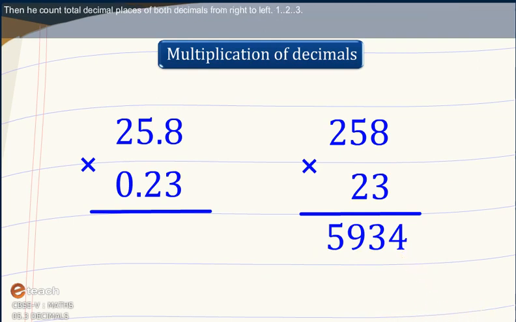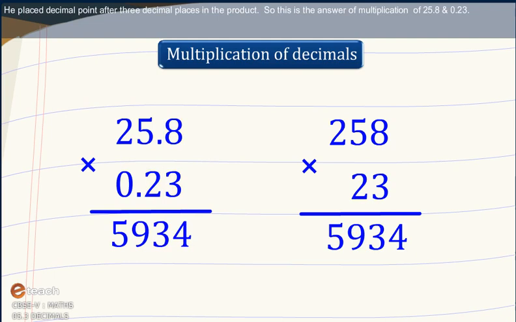5934. Then he counted the total decimal places of both decimals from right to left: 1, 2, 3. He placed the decimal point after 3 decimal places in the product. So this is the answer of multiplication of 25.8 and 0.23.